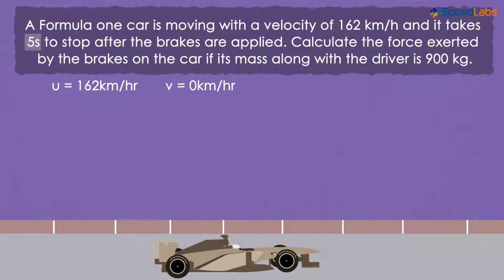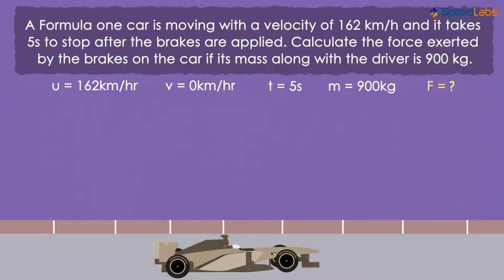It takes 5 seconds for the car to stop. The time duration t will equal 5 seconds. We've been asked to find the force exerted by the brakes on the car. Let's call that force F. And the mass of the car along with the driver is equal to 900 kilograms. So we consider m to be 900 kilograms.